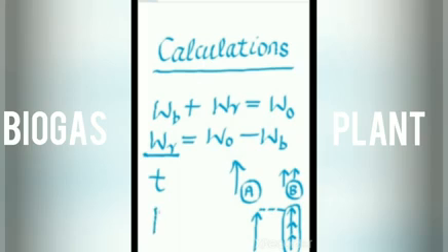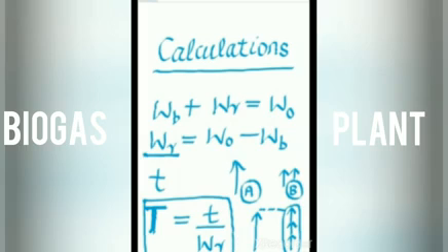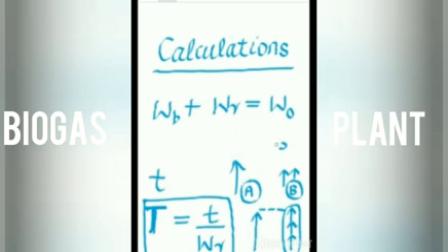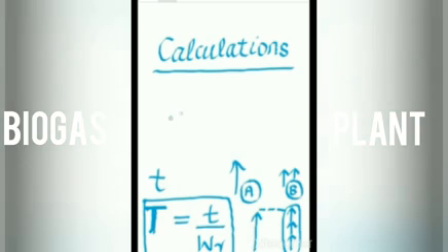Hence we define a variable capital T, which helps us in determining the efficiency of biogas production, where capital T equals small t divided by the weight of the waste. This is the standard value of time which helps us in assessing the efficiency of each organic substrate. Hence, the efficiency eta is directly proportional to the standard value of time T.